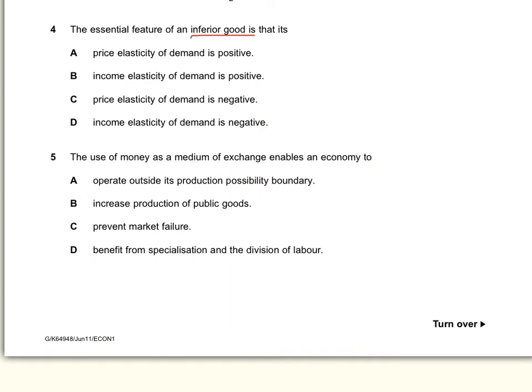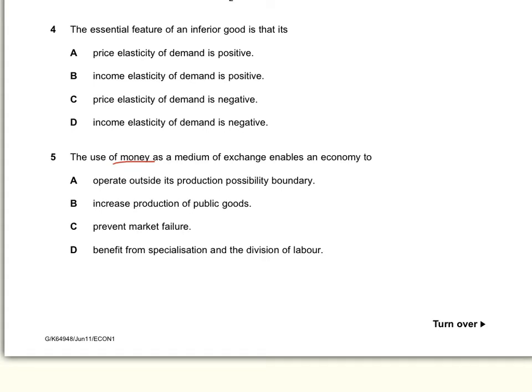First thing to do in question 4 is to identify the correct elasticity. So inferior goods relates to income elasticity of demand, so we can knock out A and C straight away. And an inferior good, by definition, has an income elasticity of demand that is negative. So as income rises, the demand curve would shift to the left.